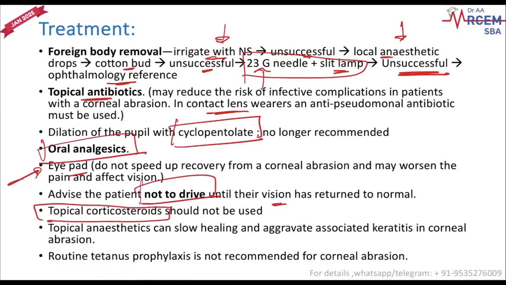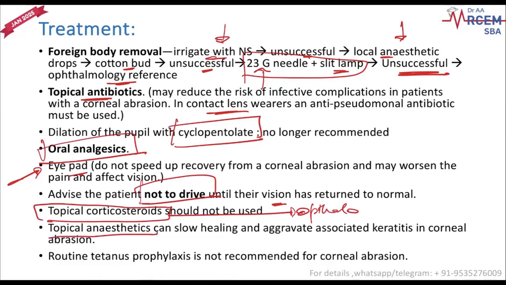Anywhere in ophthalmology, do not give steroid topical drops. For any reason, do not give any steroid-containing topical drops unless it is recommended by the ophthalmologist. You will not be prescribing steroid topicals on your own for any reason.